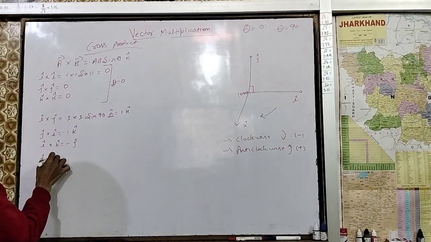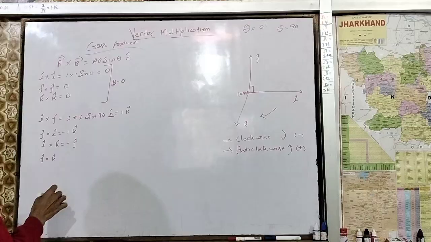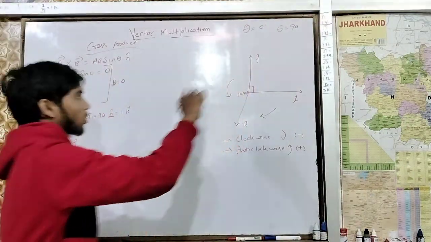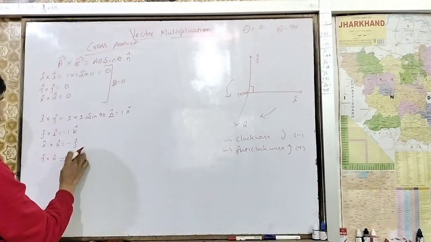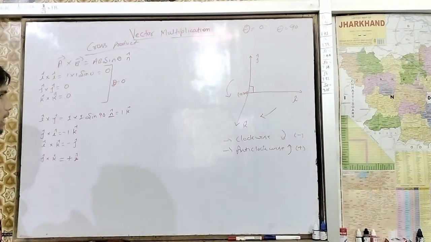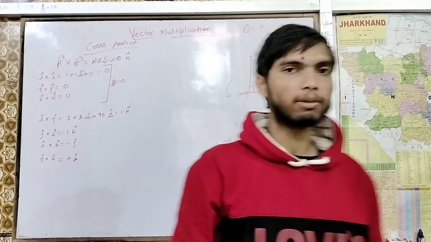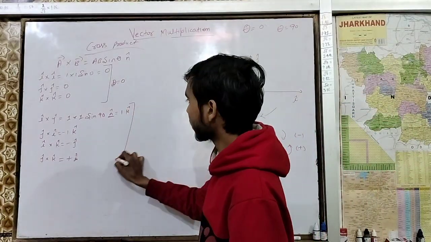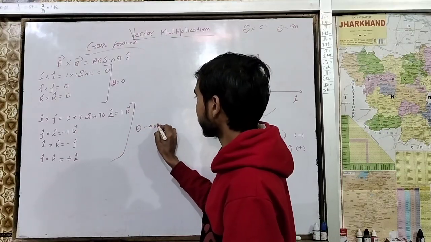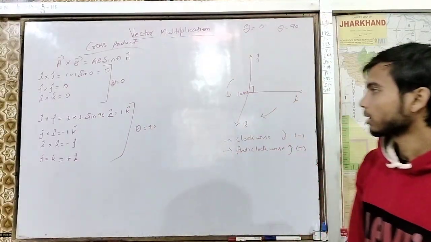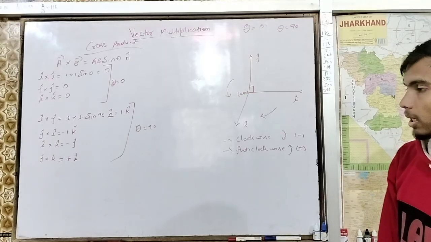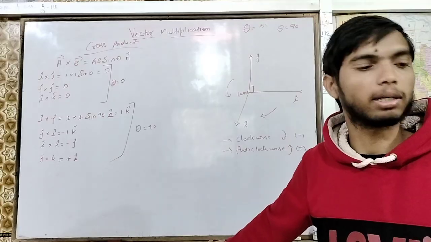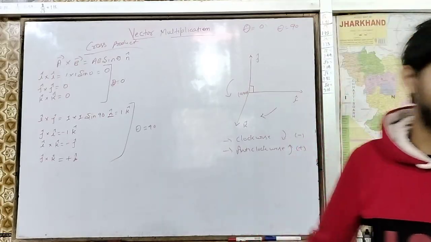j cap into k cap. j k, the direction is like this. Anti-clockwise means positive I cap. So all these are n cap. All this will happen when theta is 90 degrees. This is simple. Negative and positive are important to apply.